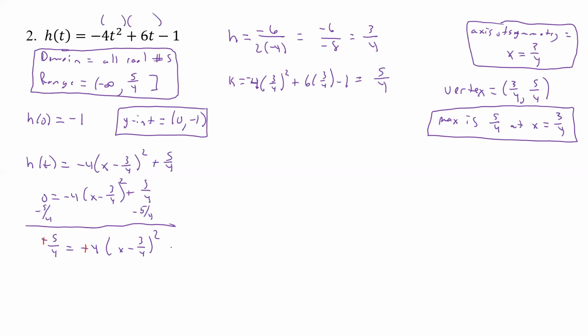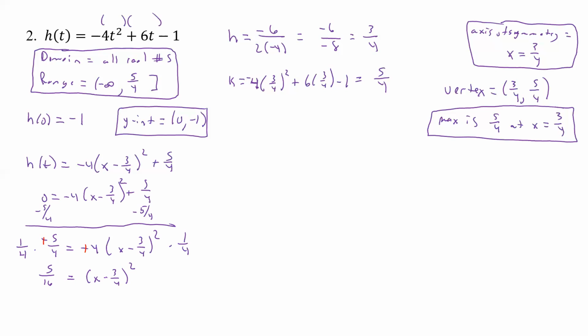And dividing by a 4 is the same thing as multiplying by 1/4, right? So if I multiply by 1/4, that's going to be the same thing. I could have taken it times a -1/4, but I saw a negative on both sides, so I knew it was going to become positive. Now that's going to give me 5/16 equals (x minus 3/4) squared.